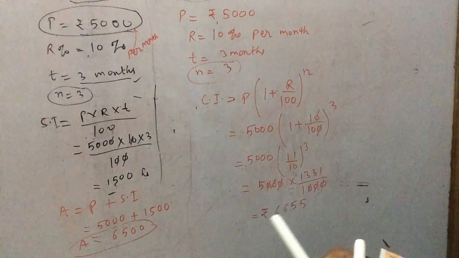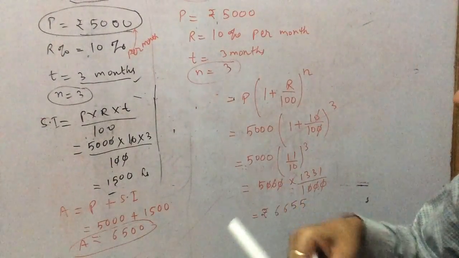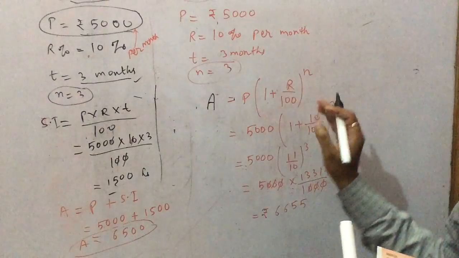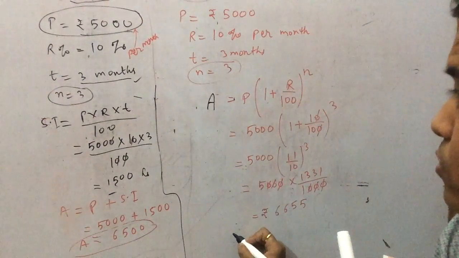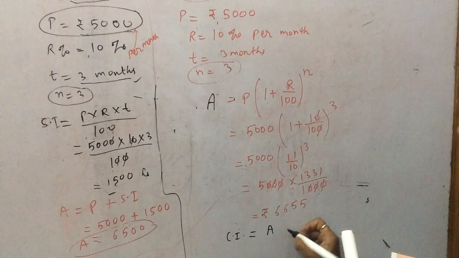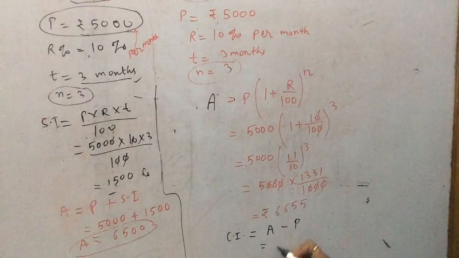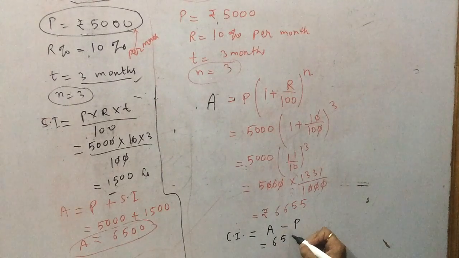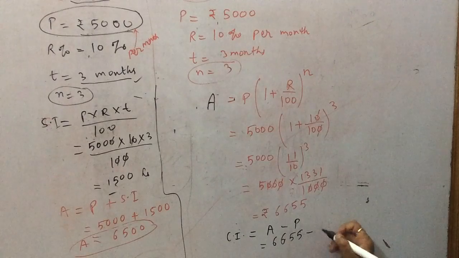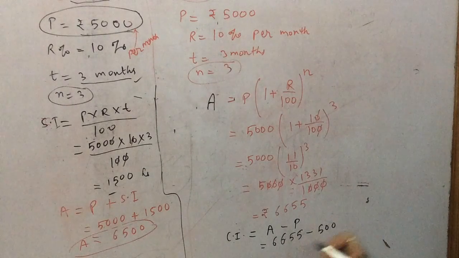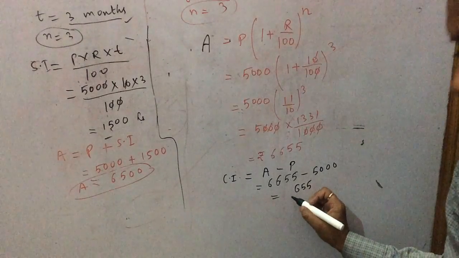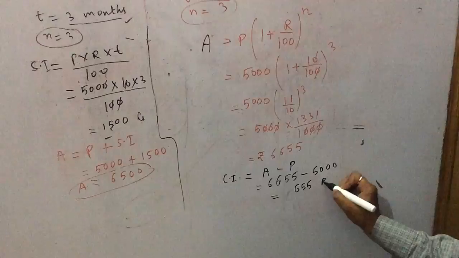So it was actually not the compound interest, sorry. It was the formula of the amount when you apply compound interest. If you need to find the compound interest here, you have to subtract the principal from the amount. The principal is 5,000 and the amount is 6,655. Minus 5,000, you will get 1,655. Rupees 1,655 as the compound interest.